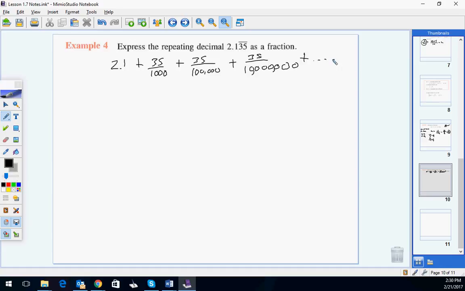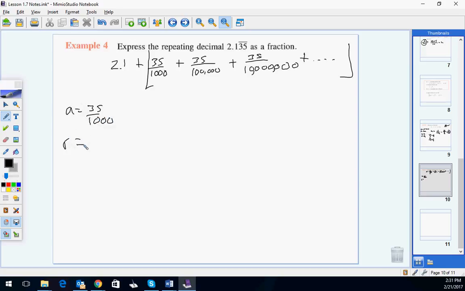So do I want my a to be 2.1 here? No. We don't, because 2.1 is not part of the repeating pattern. So we really want to look at this piece. But when we do our thing, we're going to add 2.1 at the end in terms of what the value is. We're looking at the pattern of 35 repeating. Does that make sense? Okay, so in this case, we're going to make a be 35 over 1,000.